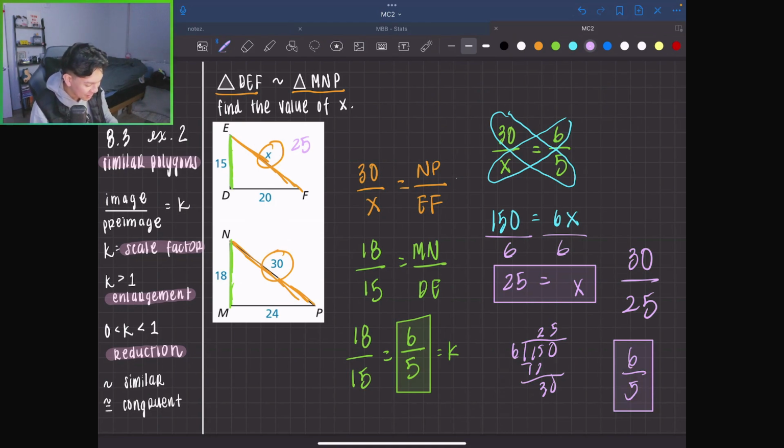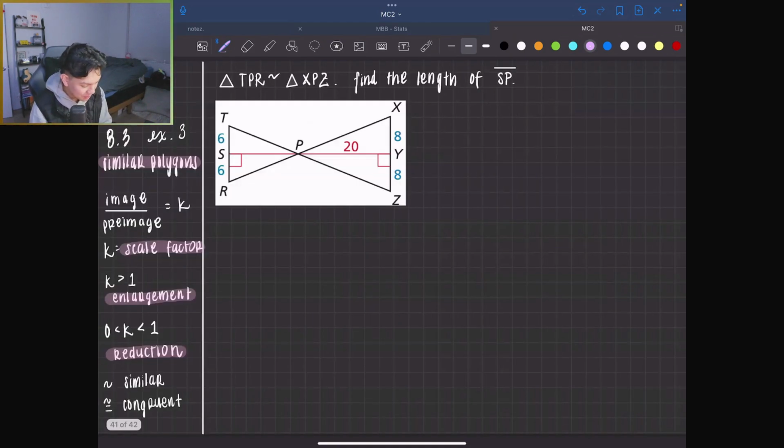Okay, let's try out another example. Example 3 says, triangle TPR is similar to triangle XPZ. Find the length of SP. So SP is going to be this altitude right over here. And altitude is the line that goes from the apex of a triangle to the base.